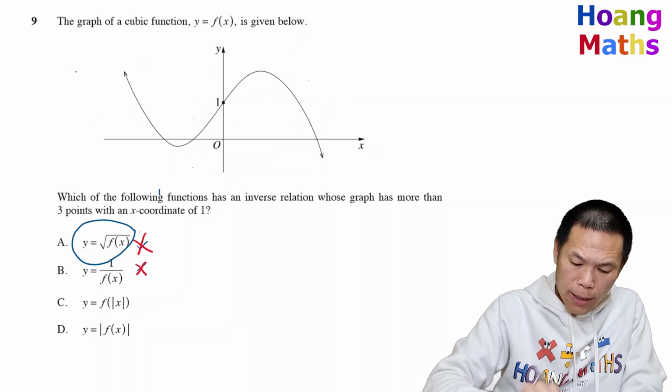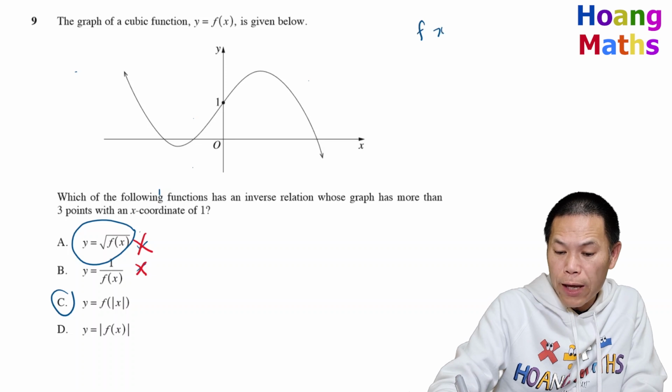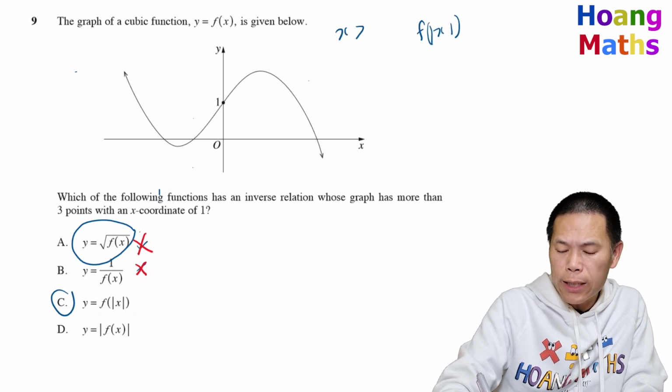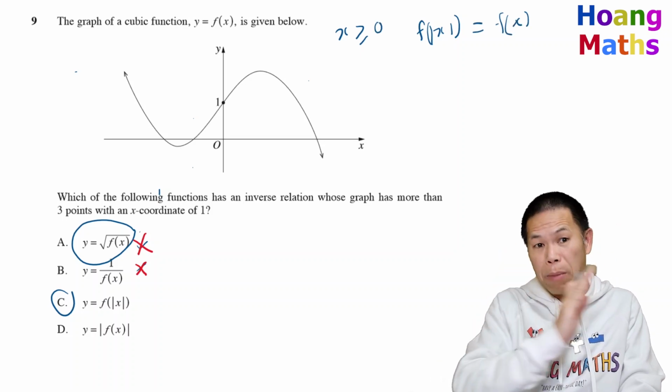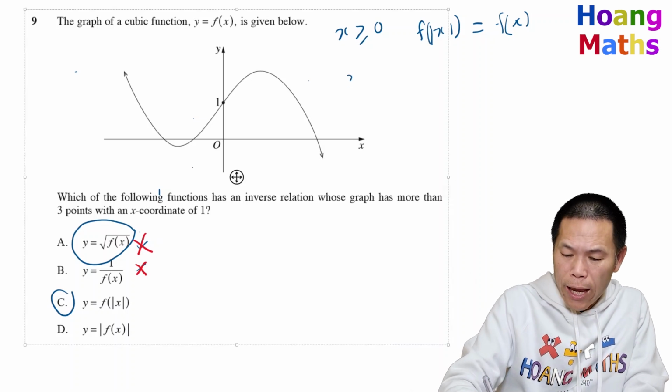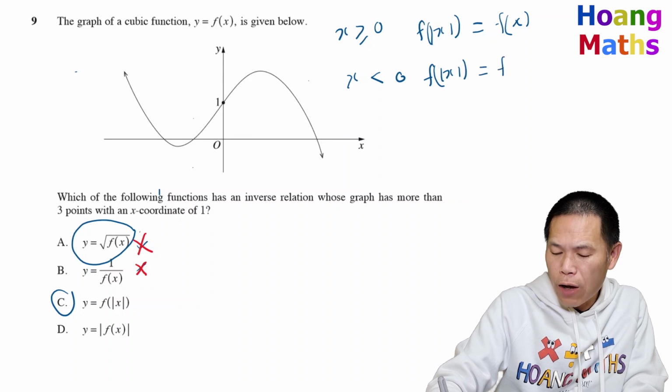So now let's get this graph. Don't forget f of absolute value of x. When x is greater than or equal to 0, they are the same, so it equals f of x on the positive part. Remember, when x is less than 0, f of absolute value of x is equal to f of negative x.